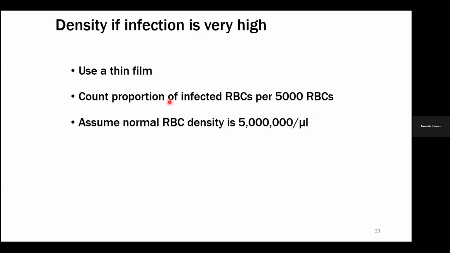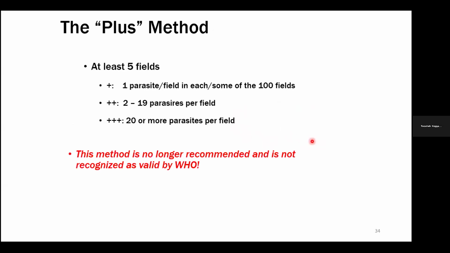The parasite density in a thin film is the number of infected red blood cells divided by 5,000, because we count the infected red blood cells in a total of 5,000 red blood cells in a smear, then we multiply it by 5 million, the average red blood cell count. Also, this 5,000, you use it if you don't know the specific count of that specimen.